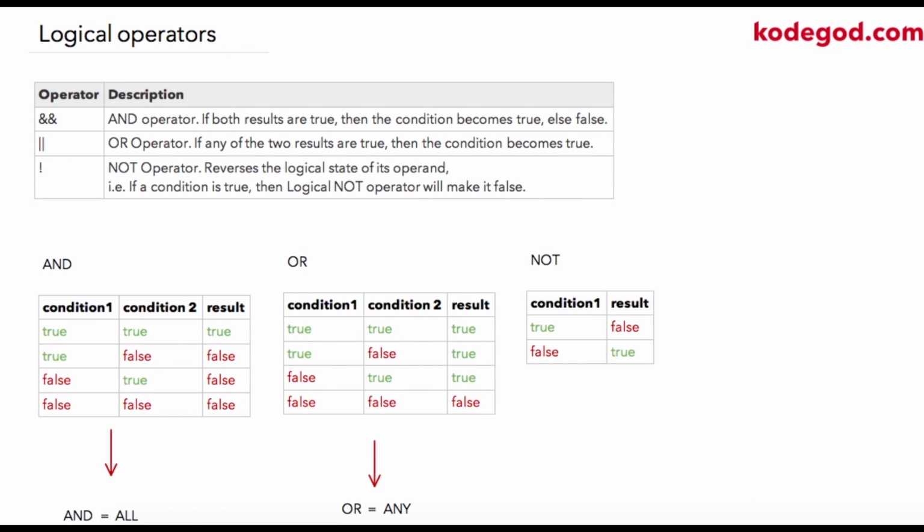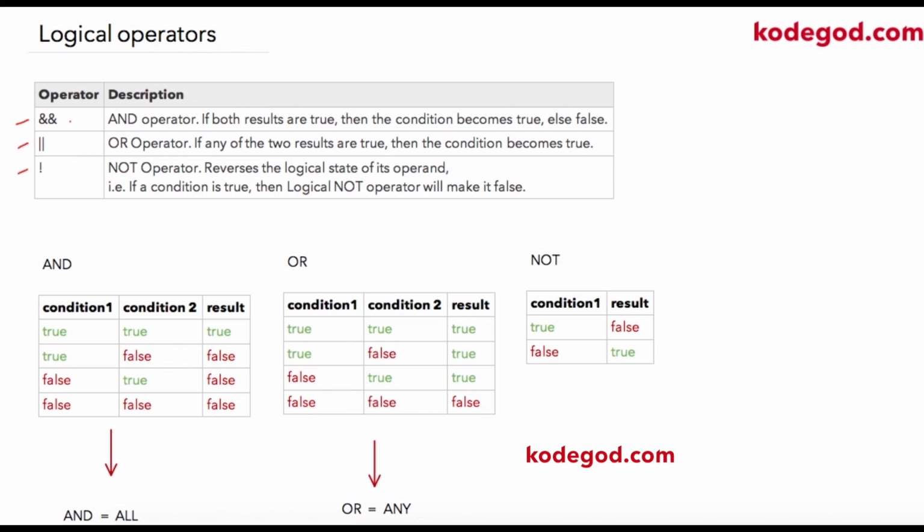In this lecture, we are going to learn about logical operators. In C, there are 3 logical operators. The first one is the AND operator, which is denoted by double ampersand. Then we have the OR operator, which is denoted by two vertical strokes. And then we have the NOT operator, which is denoted by an exclamation mark.